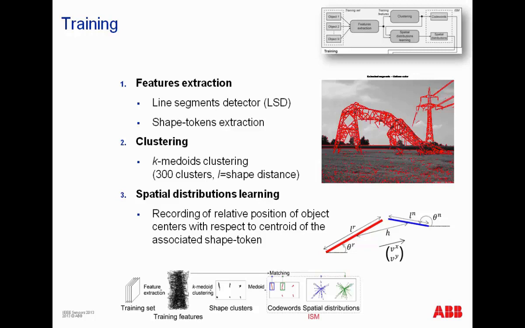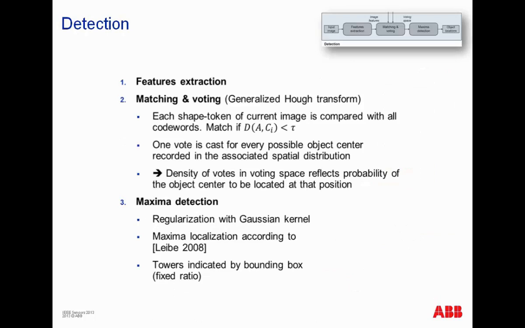With this, we go into the detection phase. In the detection phase, first of all, there is a feature extraction phase exactly similar to the previous one, but now for the image that we work on. And then we have a matching and voting scheme based on the generalized Hough transform.